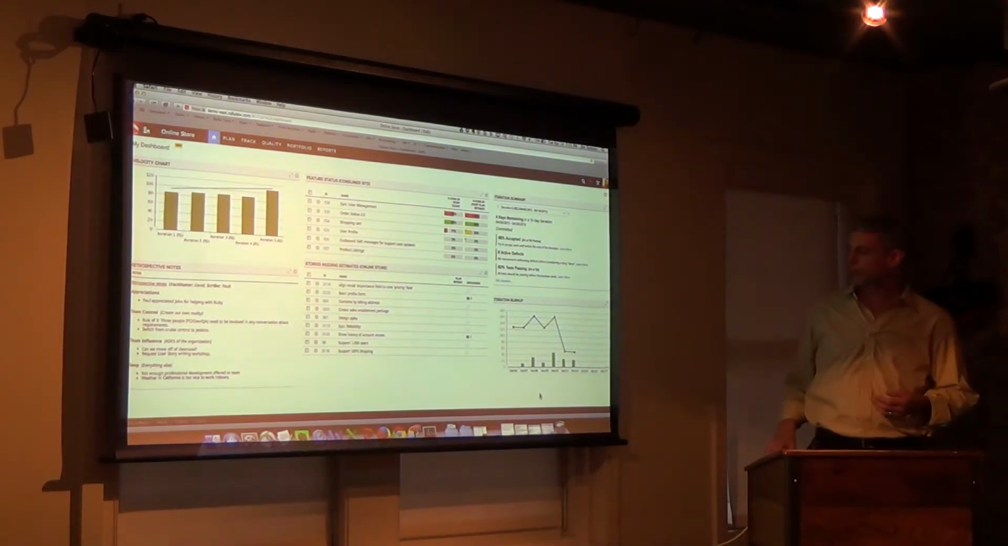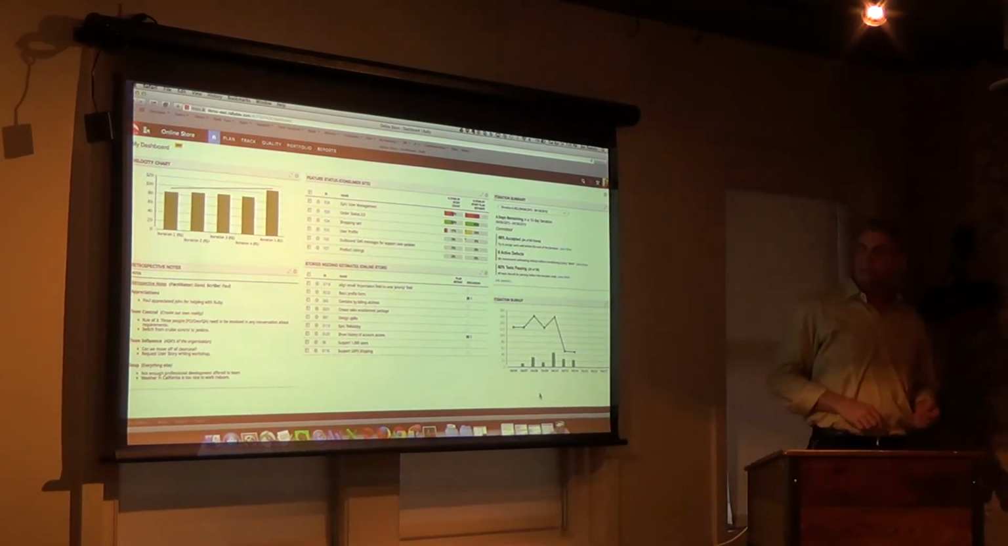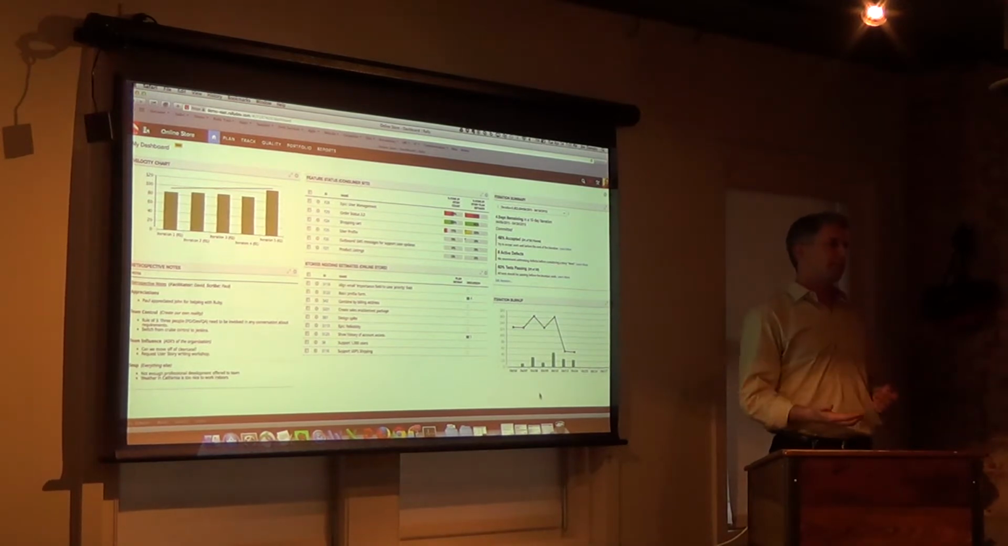This is a burn-up graph. Right over there, it's a velocity chart. So we'll talk about how to interpret these things and to get insight into how your teams are actually performing.